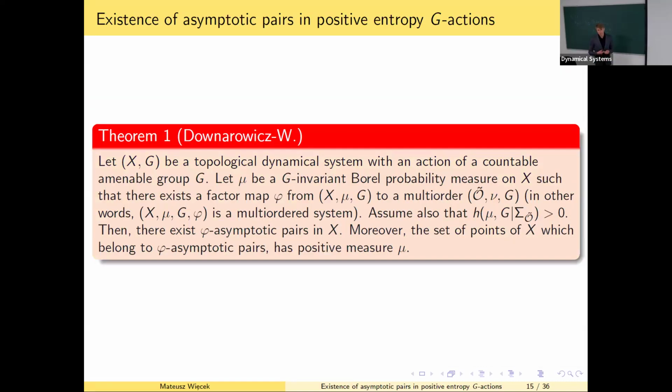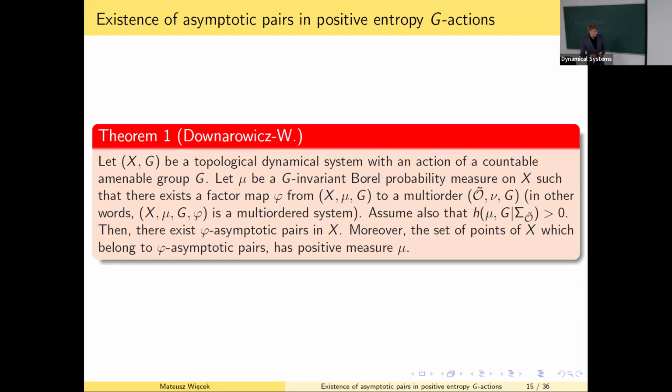Using these definitions, actually firstly the second definition, we prove the first main theorem stating that if we have a topological dynamical system with an action of a countable amenable group G, and if for some Borel probability measure mu on X, the measure-theoretic dynamical system (X, mu, G) is multi-ordered, so it has a multi-order factor, and also if the conditional entropy of this measure mu with respect to this multi-order factor is positive, then there exist phi-asymptotic pairs in X. Actually, the set of points which belong to phi-asymptotic pairs has positive measure mu in this case.